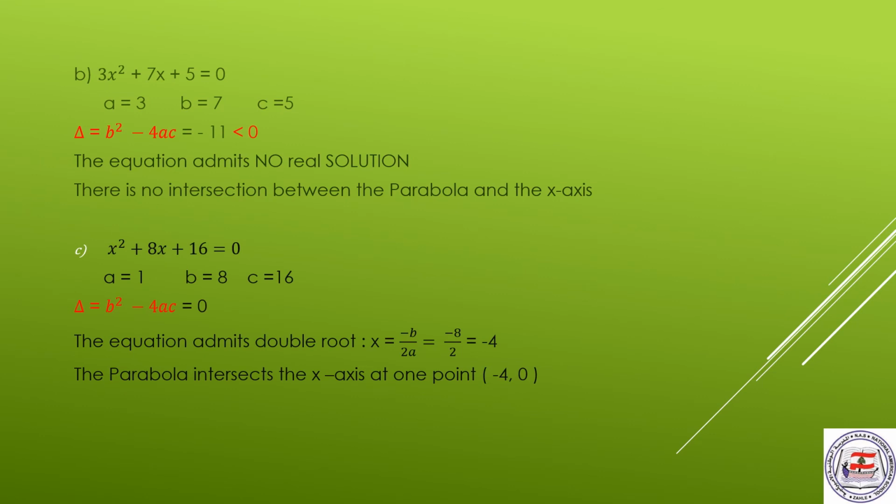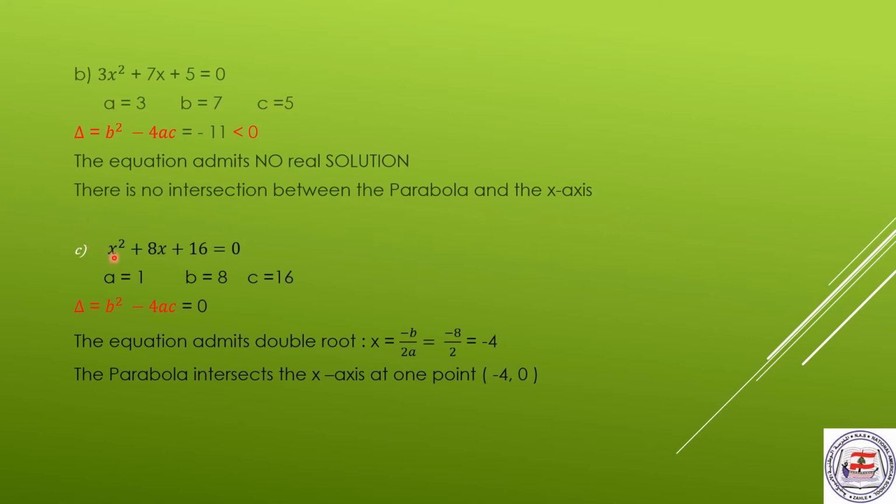For the equation 3x squared plus 7x plus 5 equal to 0, after we define the real coefficients a, b, and c, we need to calculate the discriminant delta, b squared minus 4ac, which gives minus 11. Minus 11 is a negative value, so the equation admits no real solution, and we can say that there are no intersection points between the parabola and the x-axis.